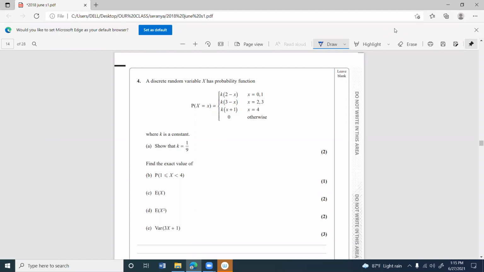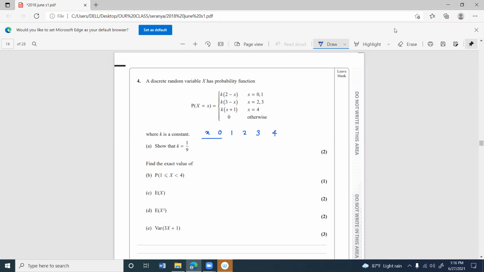Right. A discrete random variable X has a probability function. Show that k equals 1 over 9. The simplest way is we know that if you add up all these probabilities, that should be equal to 1. That is the theory we use to find this. So I'll just get these X values. The possible X values are 0, 1, 2, 3, and 4.